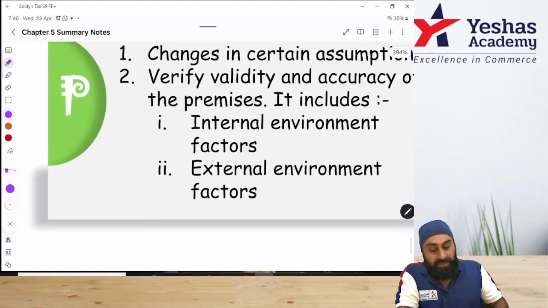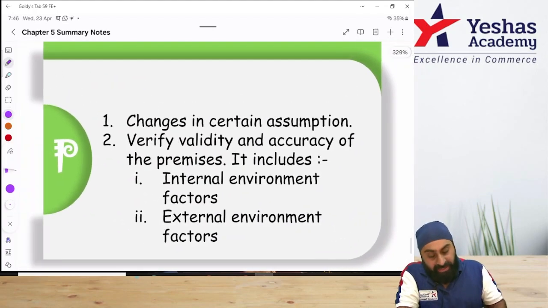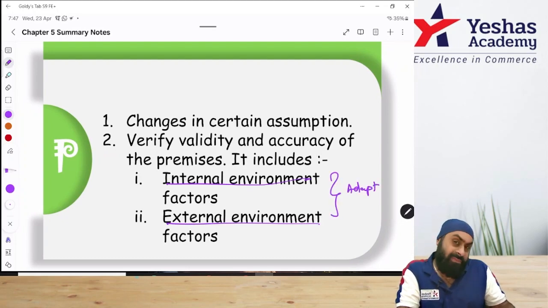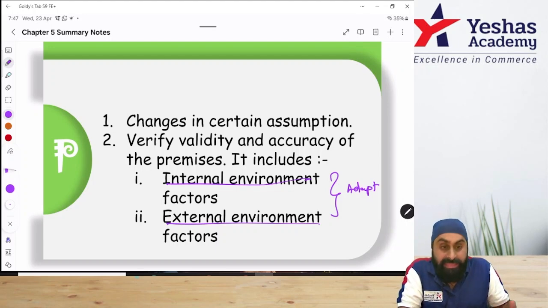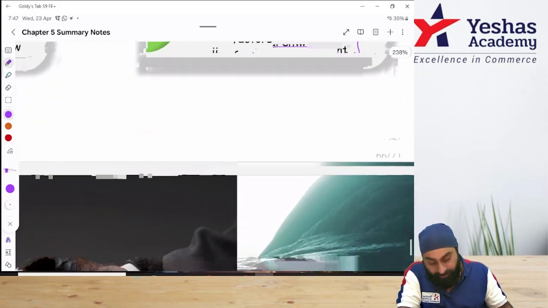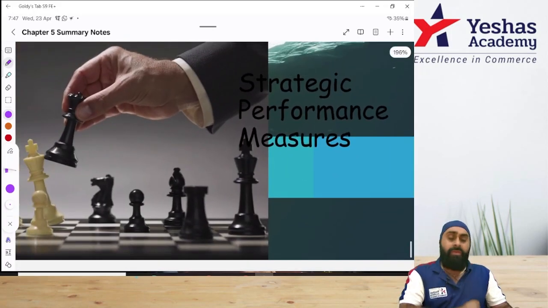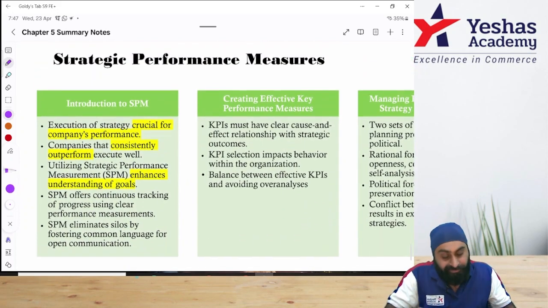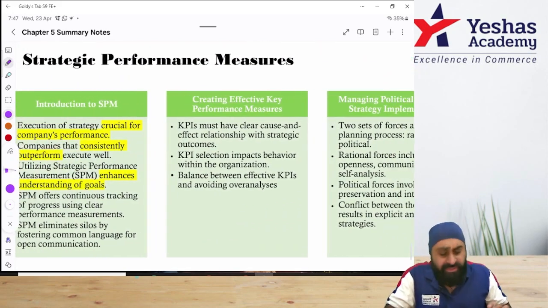This is a special alert control. Premises control, to check basically internal environment and external environment factors, and accordingly adapt the strategy and try to solve the problem that is going on in these both structures. This is what we call strategic premises control. Now, when we go to the last topic, which is strategic performance measure, this is just an introduction slide. I'll just keep it very simple.